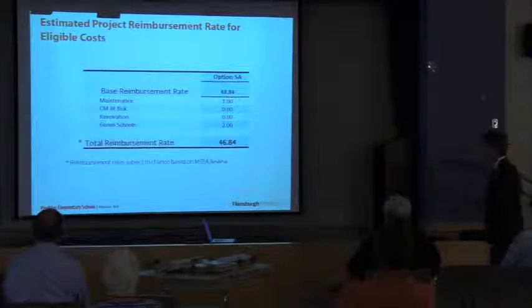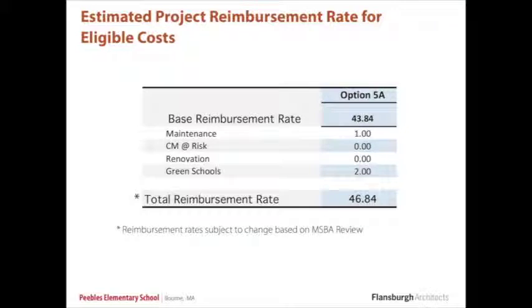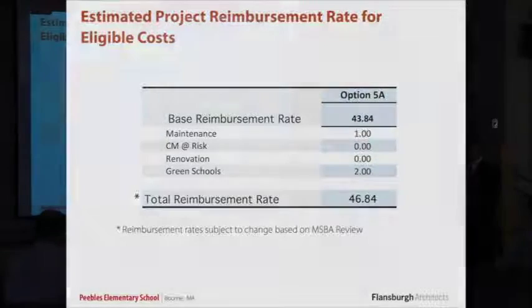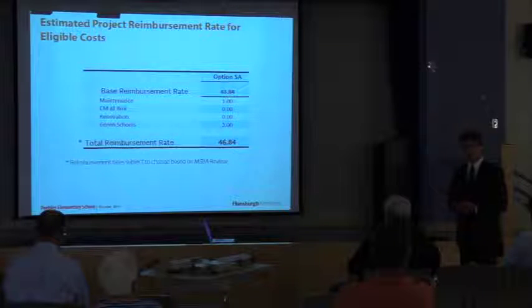So what does that mean to us? Your base rate is 43.84% of eligible costs, and then they have incentive points above that. It's 0 to 2 points additional for maintenance. MSBA will tell us what you will get for your maintenance reimbursement factor. It's all about how well you've maintained your buildings. They know all of your records because you have to submit them all.